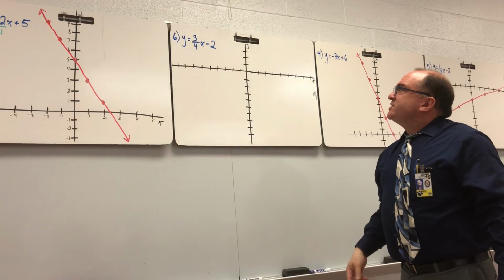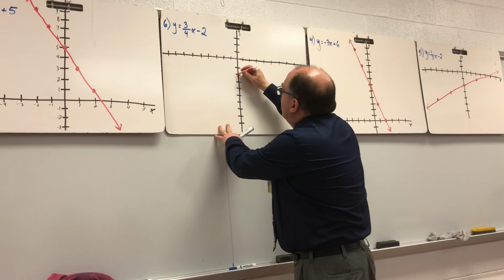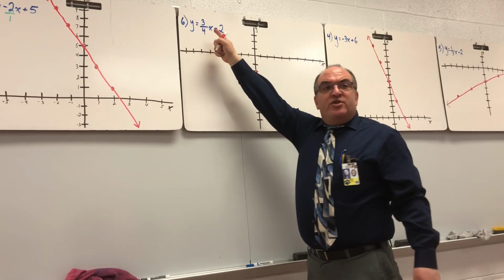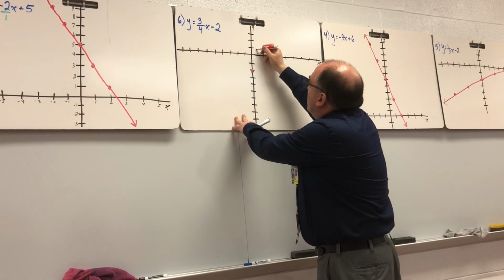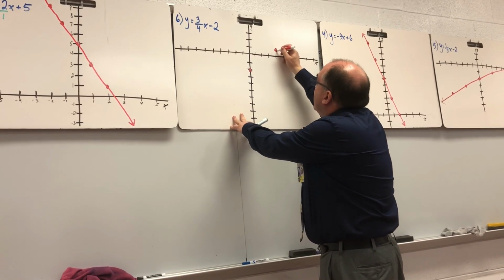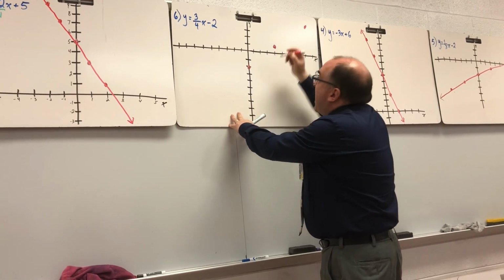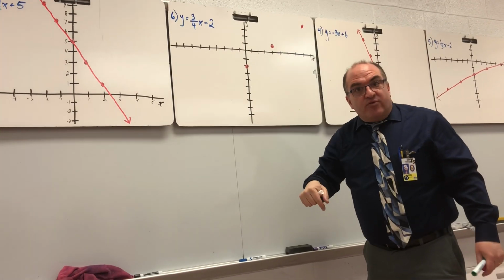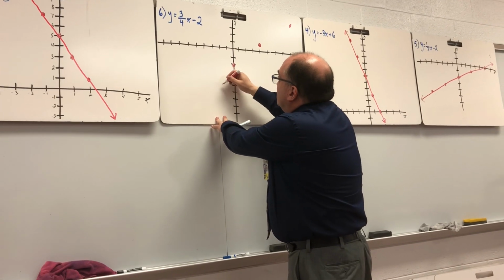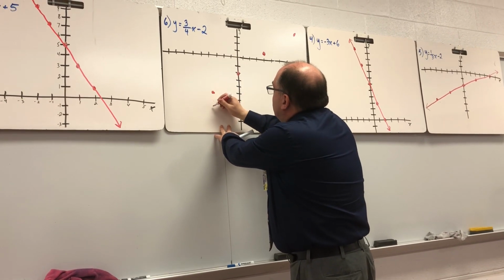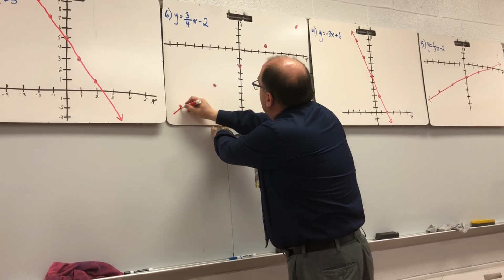y equals 3/4 x minus 2. I'm going to start at -2. This time I'm going to go up 3 over 4. Up 1, 2, 3, over 1, 2, 3, 4. Again. I'm also going to go down 3, back 4. Down 1, 2, 3, back 1, 2, 3, 4. Okay? Draw your line.